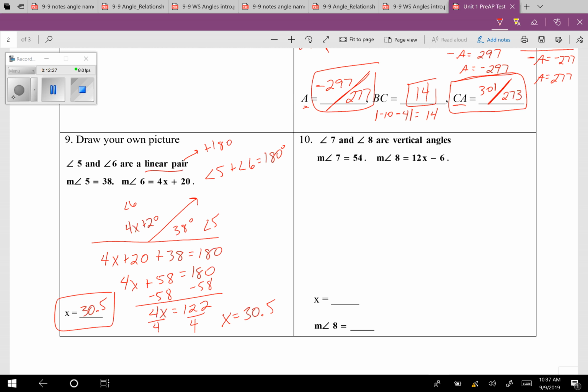Okay, angle 7 and angle 8 are vertical angles. Okay, so draw an x. Vertical angles are across from each other. So here's angle 7 and here's angle 8. And what do we know about vertical angles? They are congruent. So the measure of angle 7 is equal to the measure of angle 8. So this 54 right here and this 12x minus 6, those are going to be equal. So 12x minus 6 equals 54.